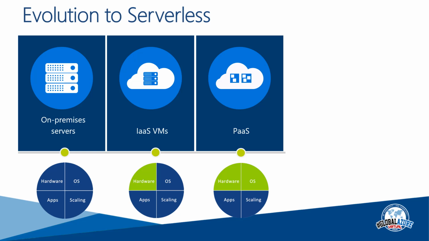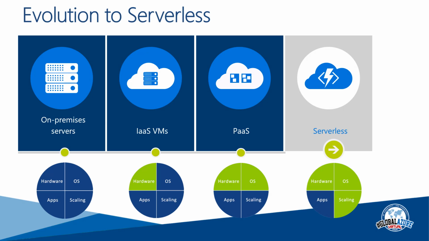Then along came the cloud and offered infrastructure as a service for the VMs. So no longer were you responsible for the hardware. However, you were still responsible for your operating system, for your app, and for the scaling. Then the other offer from the cloud was platform as a service. So now you actually did not have to worry about either the hardware or the operating system, but you just have to worry about your application and the scaling of your application.